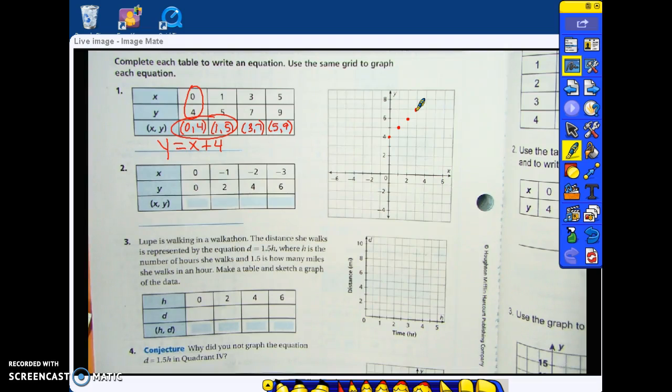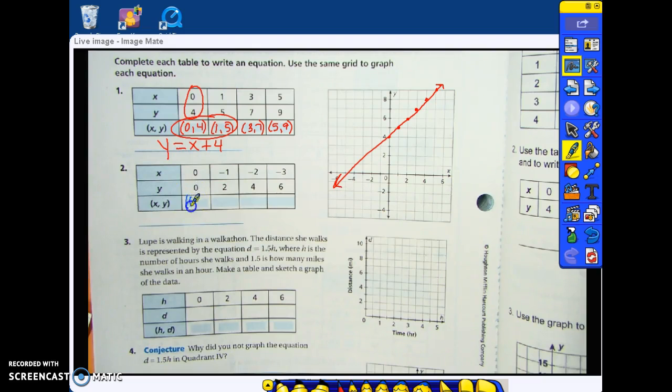We can go to 4, 8, or 5, 9 by going up 1 and over 1. It works the same way, and we connect our dots to make a graph. So this is the graph for y equals x plus 4. Our slope is 1, and our y-intercept is 4. Let's look at number 2.